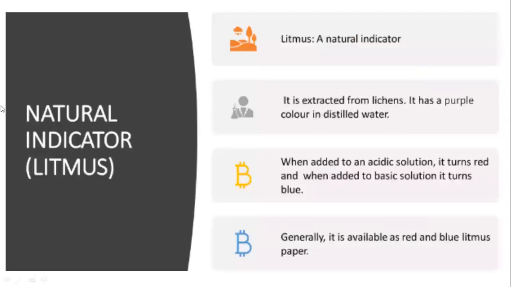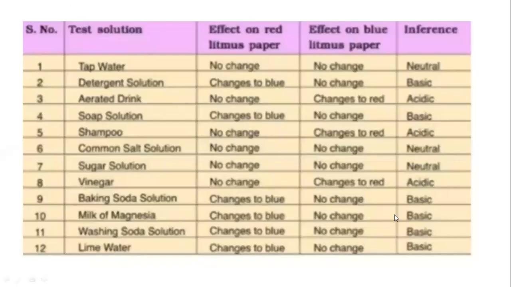Now coming to litmus. Litmus is a natural indicator extracted from lichens. It has a purple color in distilled water. Distilled water is neither acidic nor basic; it is purely neutral. In that neutral substance, it has a purple color. When added to an acidic solution, it turns red in color. Litmus paper turns red, and when added to a basic solution, it turns blue. Generally, red and blue litmus papers are available. Now, this is the change or effect on the red litmus paper and blue litmus paper.